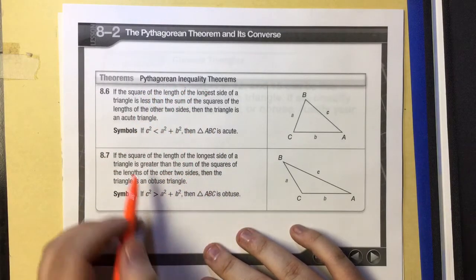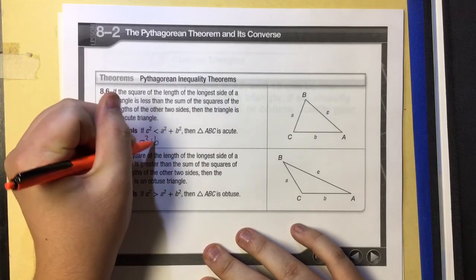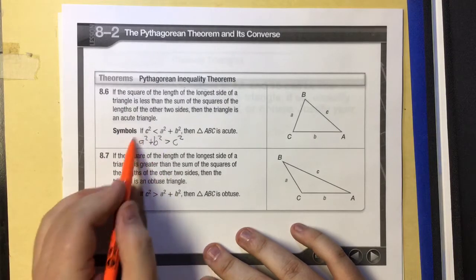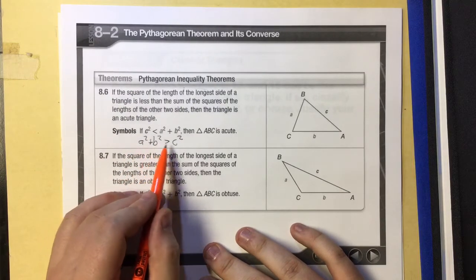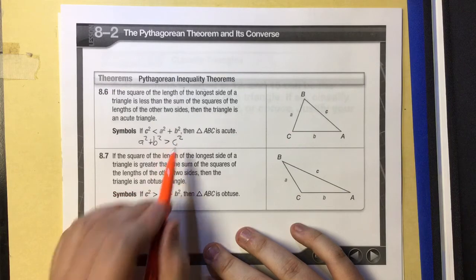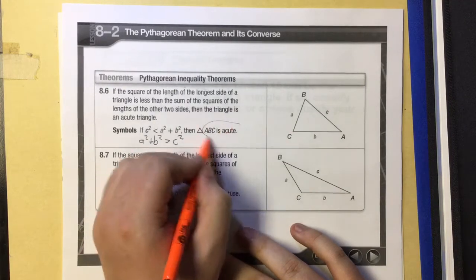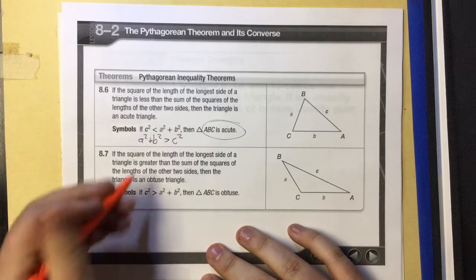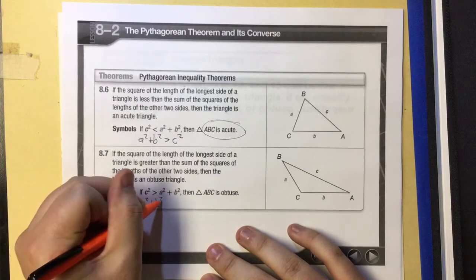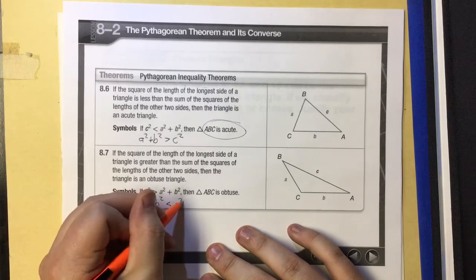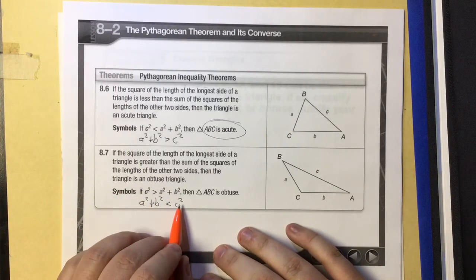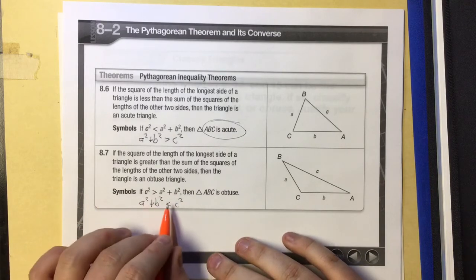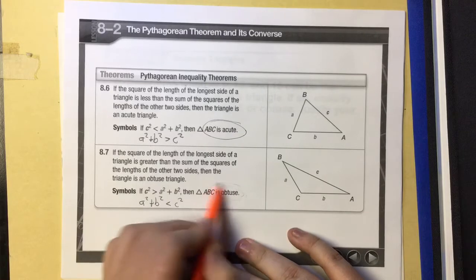And what this tells us is that if a squared plus b squared is bigger than c squared, the 2 shorter legs, square them, add them up, if that's bigger than the third side, then it is an acute triangle. If you do a squared plus b squared and it is smaller than the longest side squared, if a squared plus b squared is less than c squared, so again, the Pythagorean theorem didn't work out, they don't add up to being equal, that means that it is obtuse.